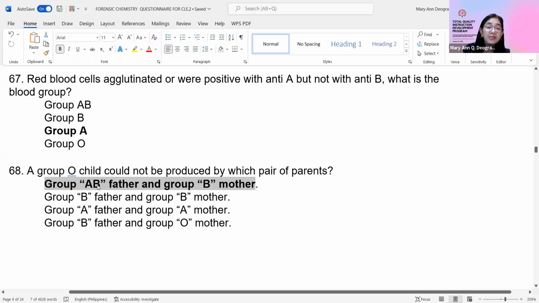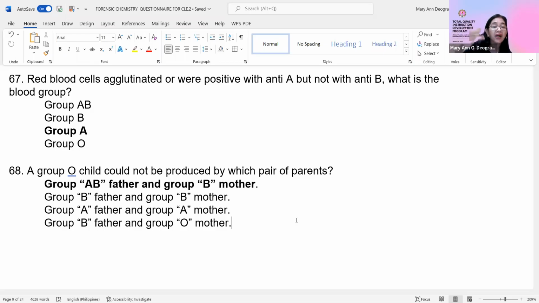Then pag pinair mo tong si B doon sa kapares nito ng O, BO ang lalabas. So ang dominant pa rin doon B. So walang group O na anak itong couple na to. Okay, so it's group AB father and group B mother, or vice versa. Pwedeng si father yung B, pwedeng si mother yung AB.